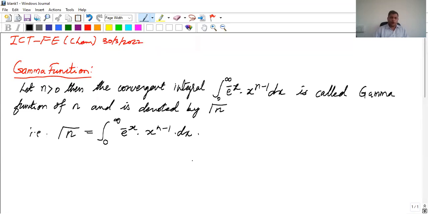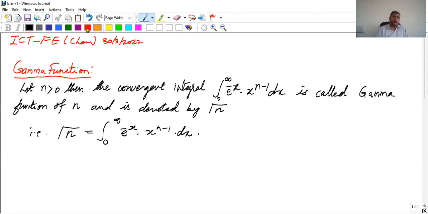Here we need to be careful. We are familiar with this gamma. This is small gamma and this is capital gamma. So we have to be careful with the notation. If your notation is correct, then it will be easy for the reader to understand. If your notation is not correct, then it will be difficult.